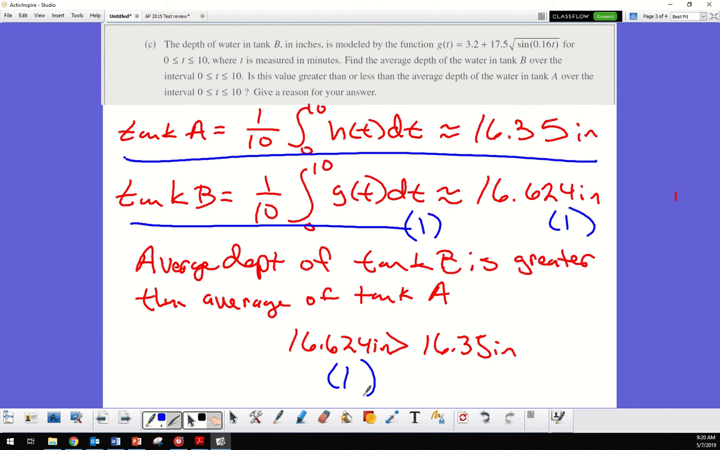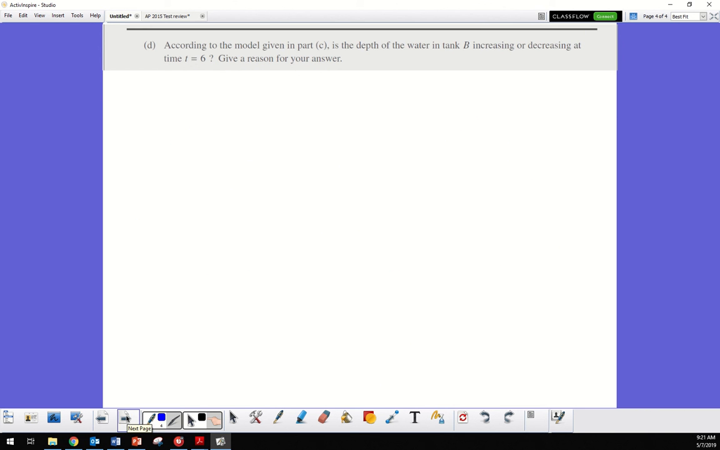Yes? All right, last one here. According to the model given in part C, is the depth of water in tank B increasing or decreasing at time t equals 6? Give your reason. Just take the derivative of g of t at 6.